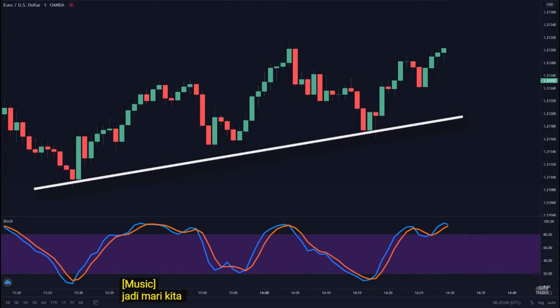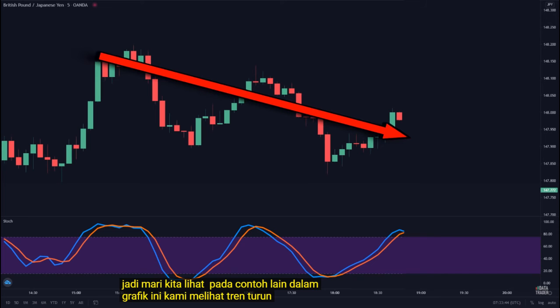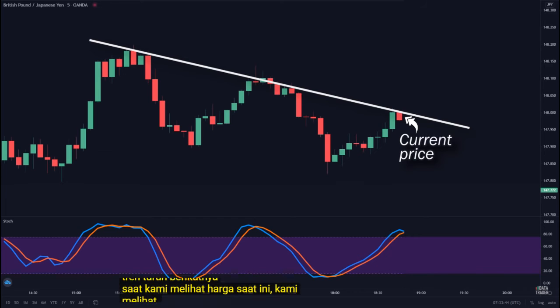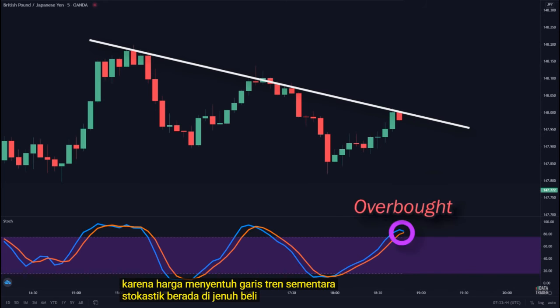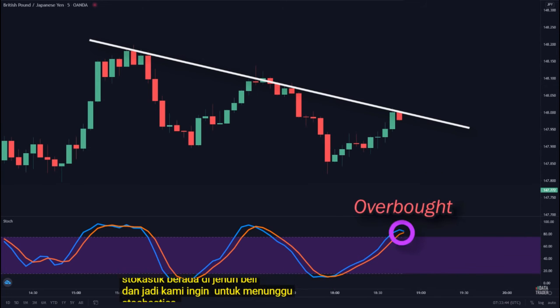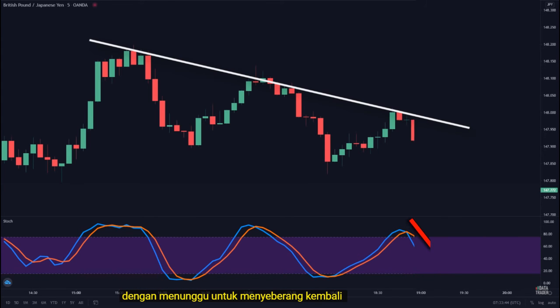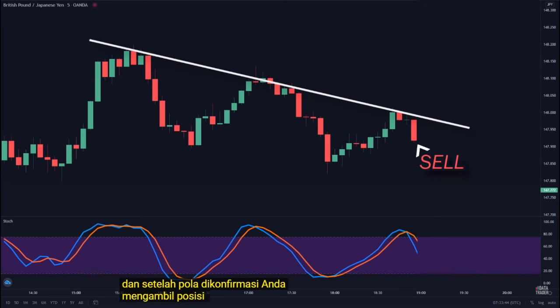So let's look at another example. In this chart, we spotted a downtrend and so we place our trend line above the downtrend. Next, as we look at the current price, we spotted another possible continuation pattern as price hits the trend line while the stochastics is at overbought. And so we want to wait for the stochastics to confirm the continuation pattern by waiting for it to cross back inside the overbought level. And once the pattern was confirmed, you take a sell position.